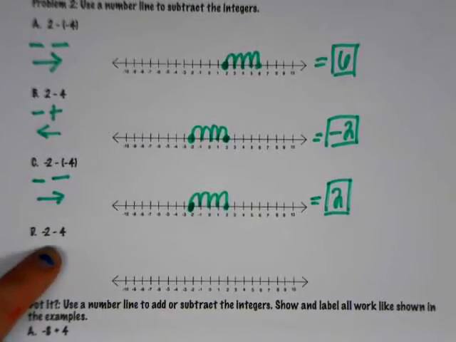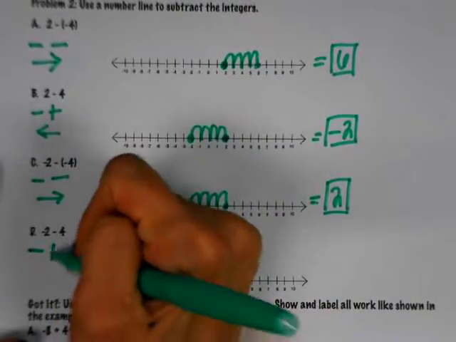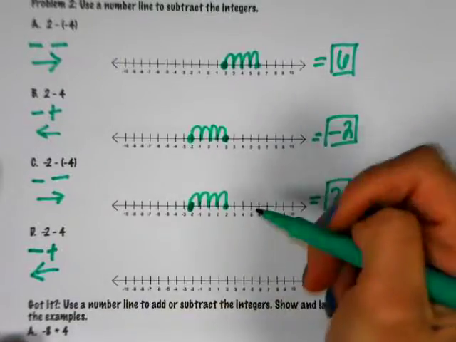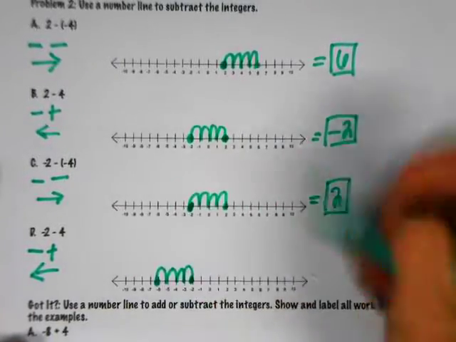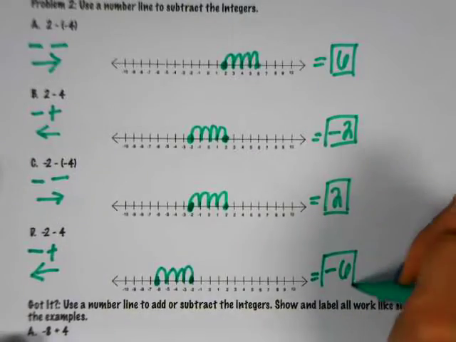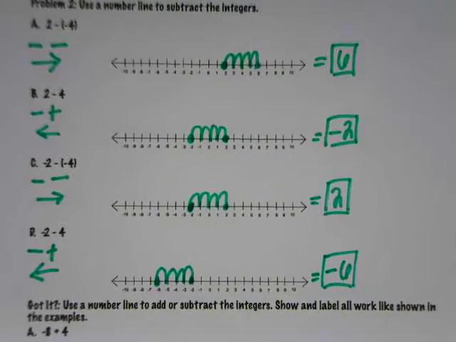And then this last one, it's subtracting a positive 4, so go to the left. Negative 2 minus 4, so you get negative 6. Okay? Any questions on that? Okay. When you're ready, go ahead and just do those last two right there, the got it's, A and B.